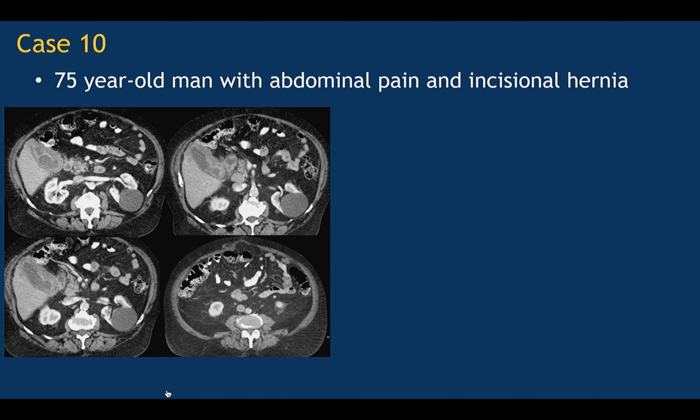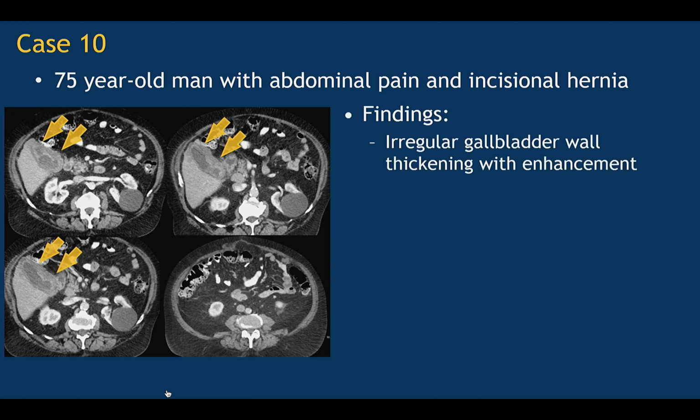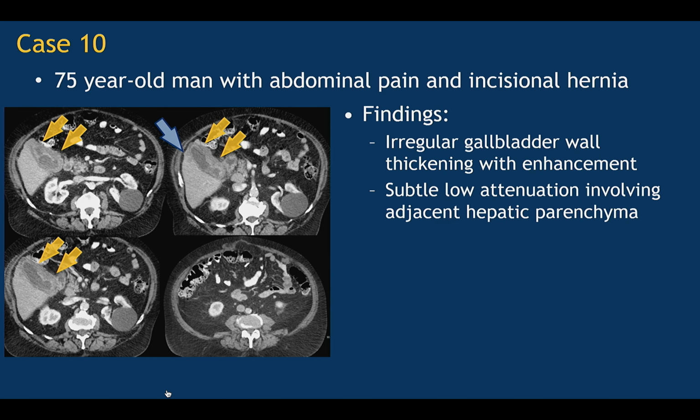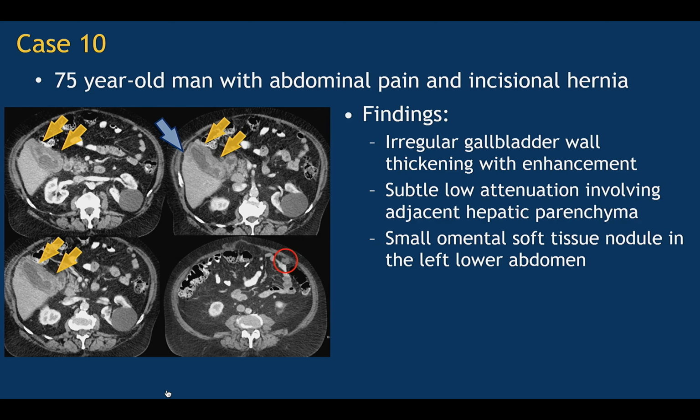Case 10 is a 75-year-old man with abdominal pain and incisional hernia. We see pretty marked irregular gallbladder wall thickening with enhancement. There's also subtle low attenuation involving the adjacent hepatic parenchyma. And there's a small omental soft tissue nodule in the left lower abdomen.